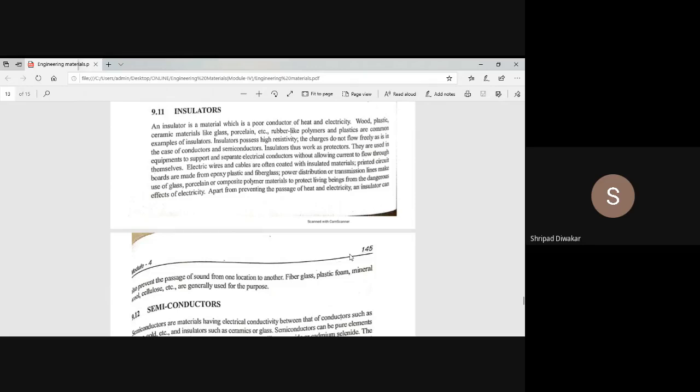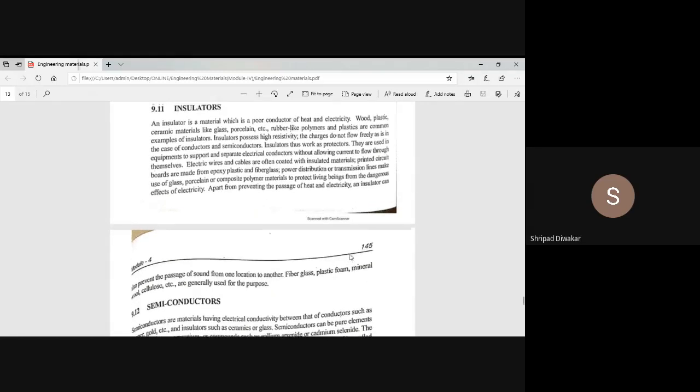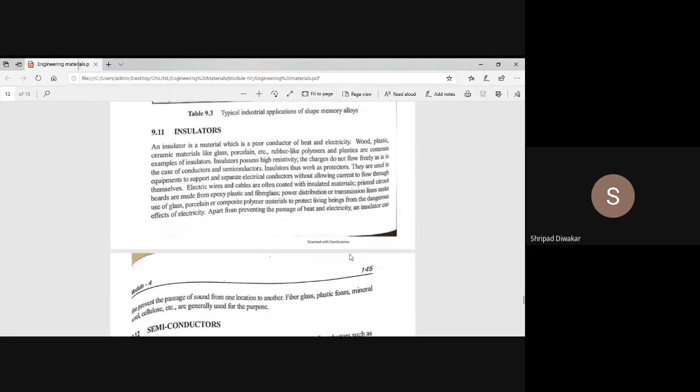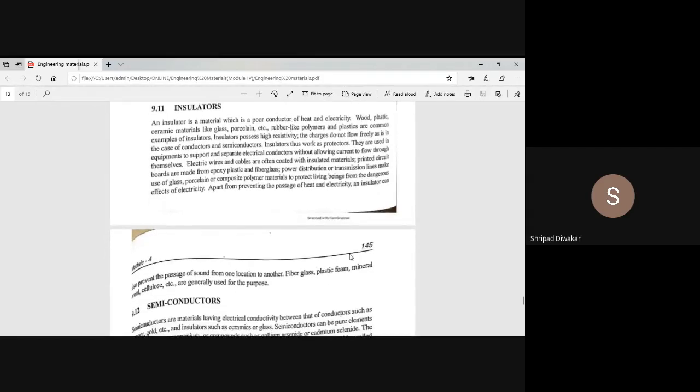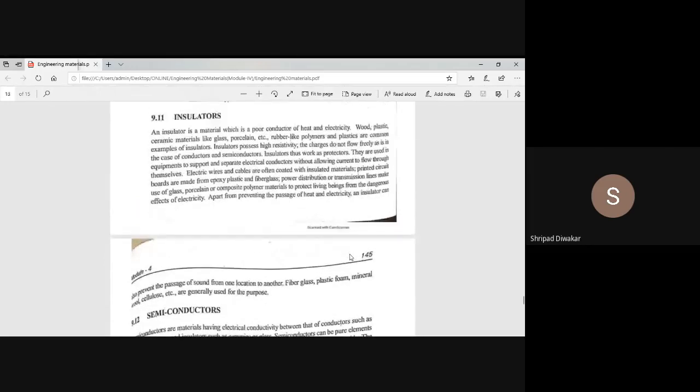So we should take extra care to transfer the electricity from one part to another part. It should be well insulated. Such insulating materials resist the transfer of heat from one portion to another portion. The examples of insulator are fiber, plastic, minerals, cellulose, wood. These are the examples of insulator. The main characteristic feature of an insulator is to resist the flow of heat.